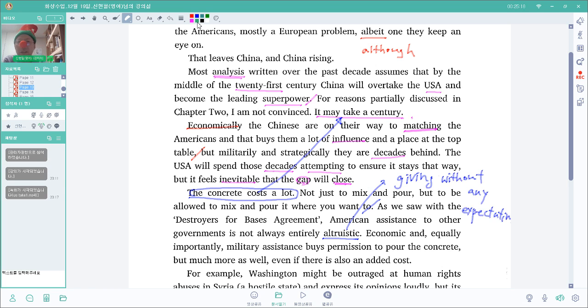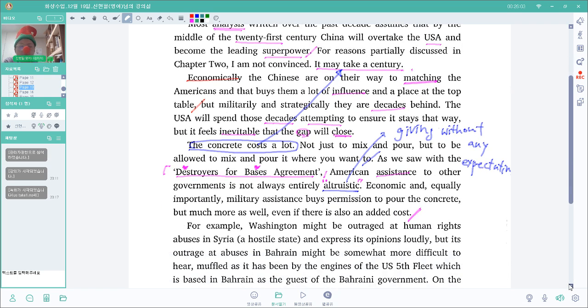So as we can see from the destroyers-for-bases agreement between America and Britain, American assistance is not always very altruistic. They assist your country because they want something back from you, right? In this agreement, America gave destroyers, warships, to Britain, and Britain gave their forward bases all over the world to America. So economic and, equally importantly, military assistance buys the permission to pour the concrete, but much more as well, even if there is also an added cost.